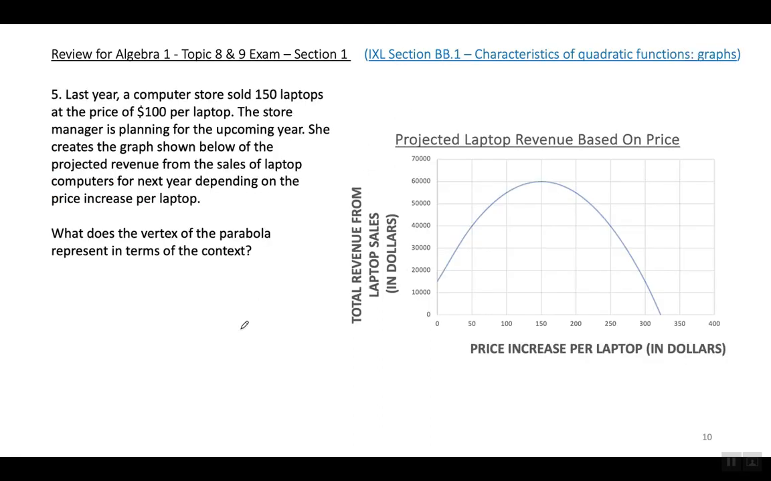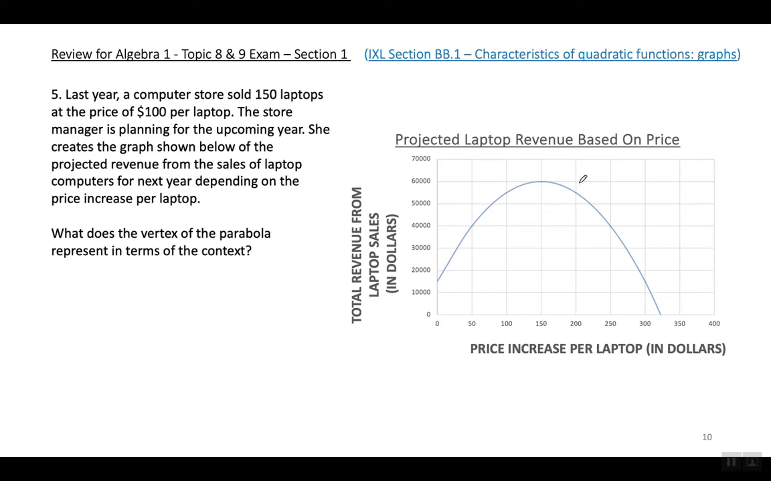All right, number 5. This one's pretty easy, but let's go over it because there is 1 or 2 things I got to go over. It says last year a computer store sold 150 laptops at the price of $100 per laptop. Okay, the store manager is planning for the upcoming year. She creates the graph shown below of the projected revenue from the sales of laptop computers for next year, depending on the price increase per laptop. What does the vertex of the parabola represent in terms of the context?